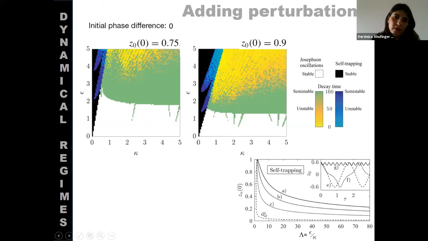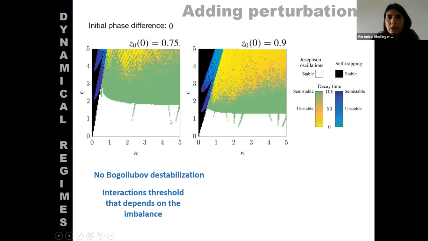Also here, we have to take into account that the stationary symmetric state is stable against Bogoliubov perturbations. Therefore, the stabilization mechanism here is not of the Bogoliubov type. What we see is that there is an interaction threshold above which the Josephson oscillations become unstable. And this mainly depends on the population imbalance.